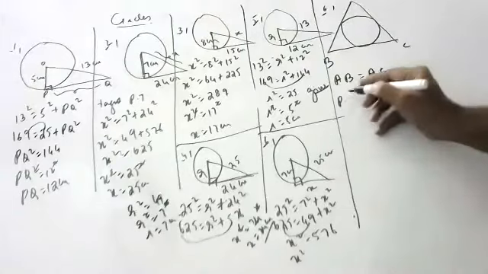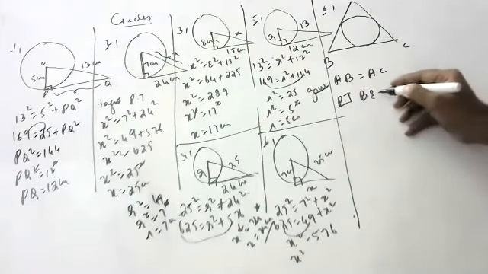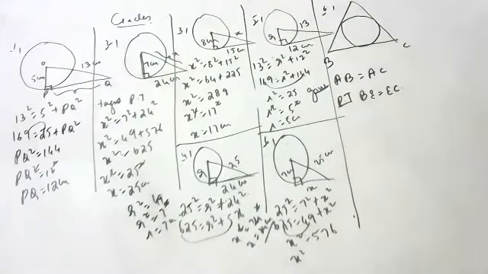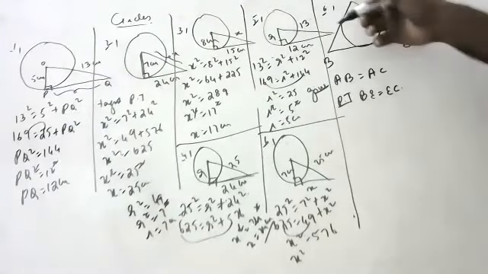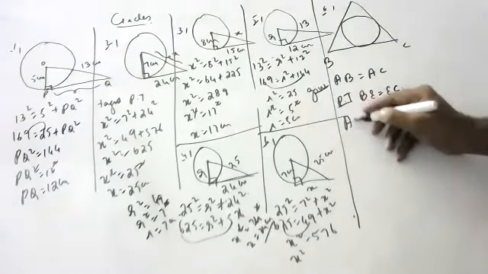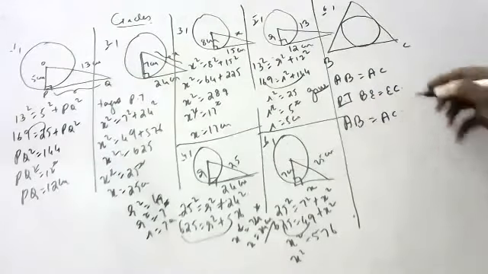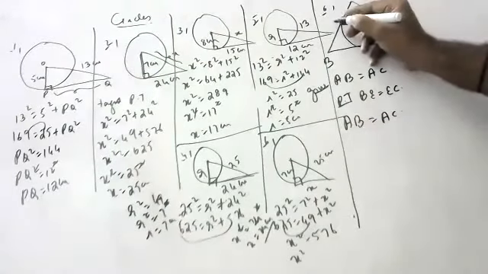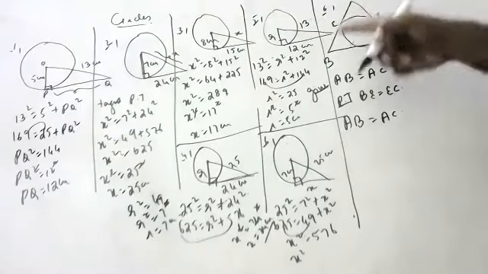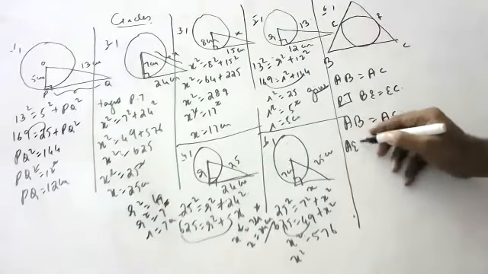The question is to prove that BE is equal to EC. They said AB is equal to AC. Can anyone say what is AB, children? AE plus BE.